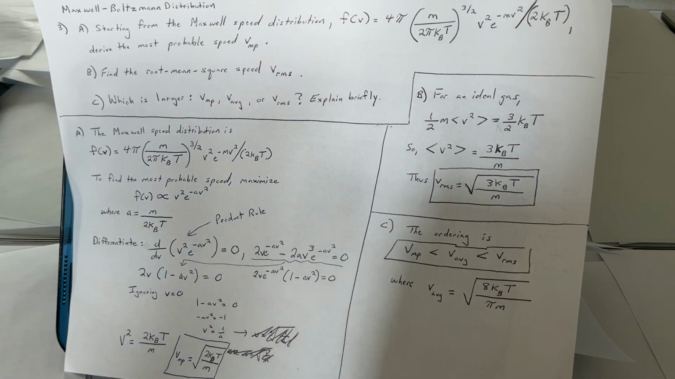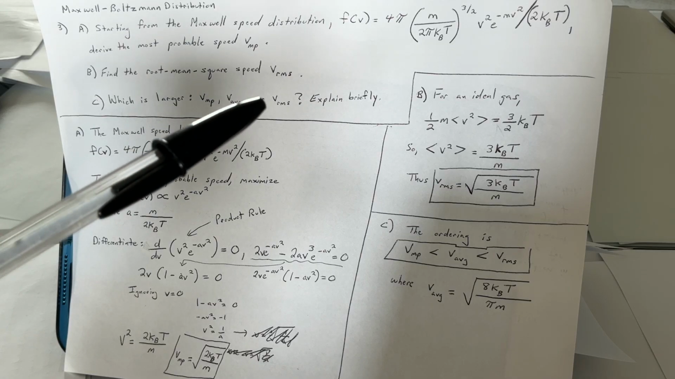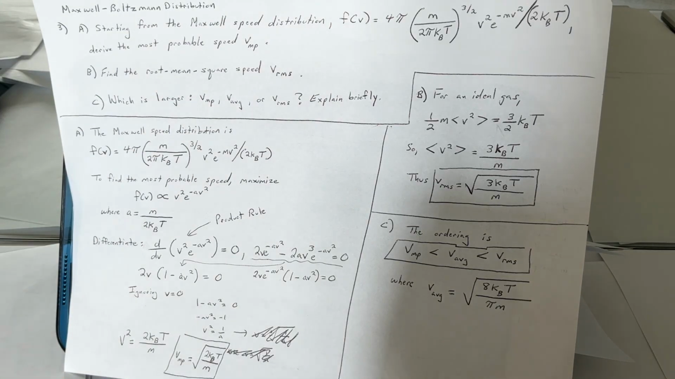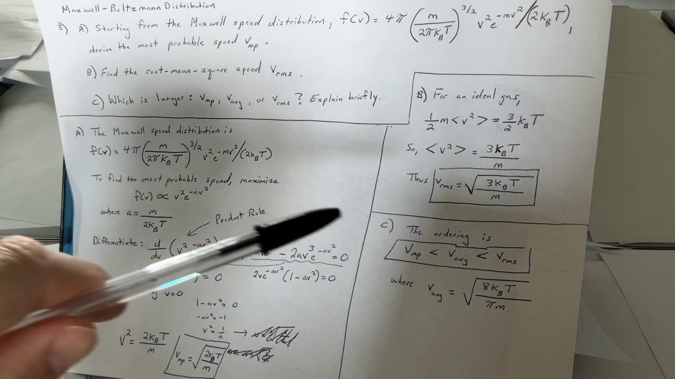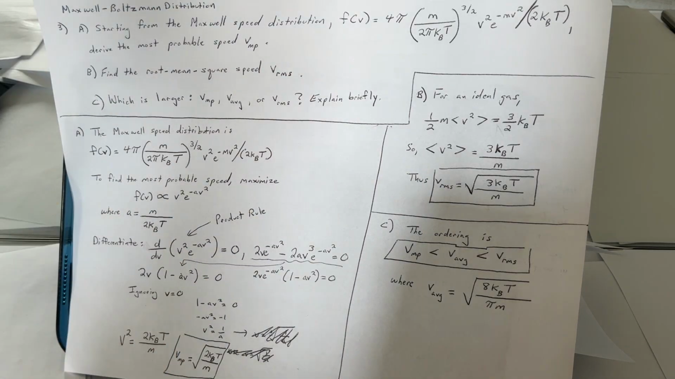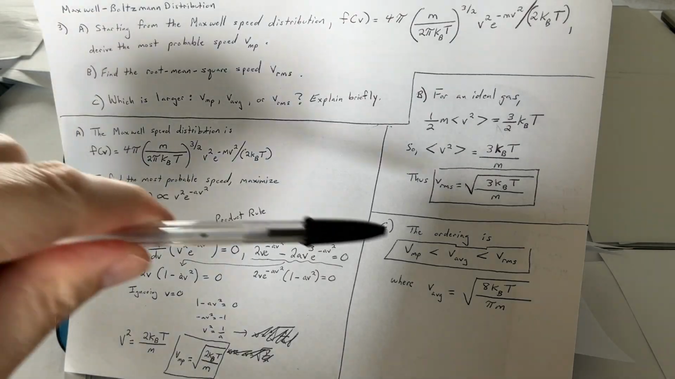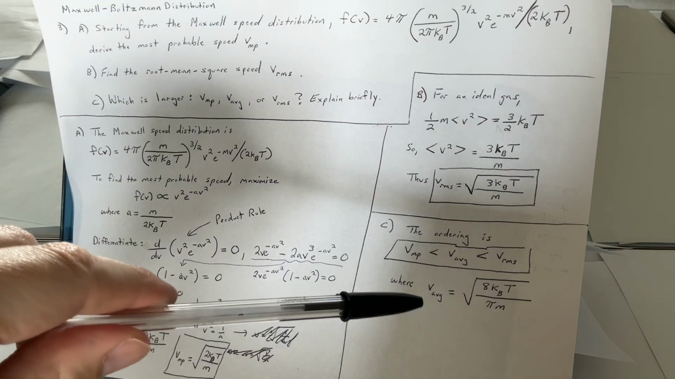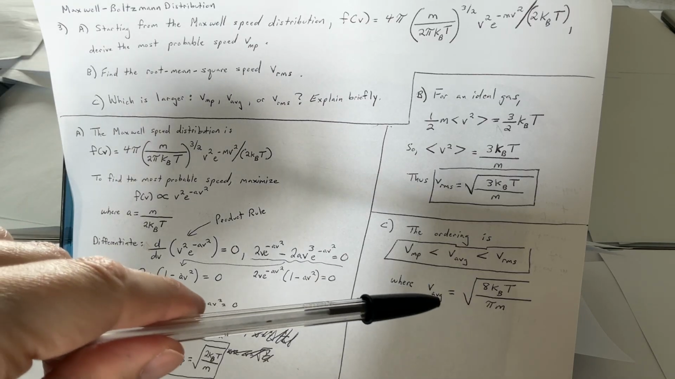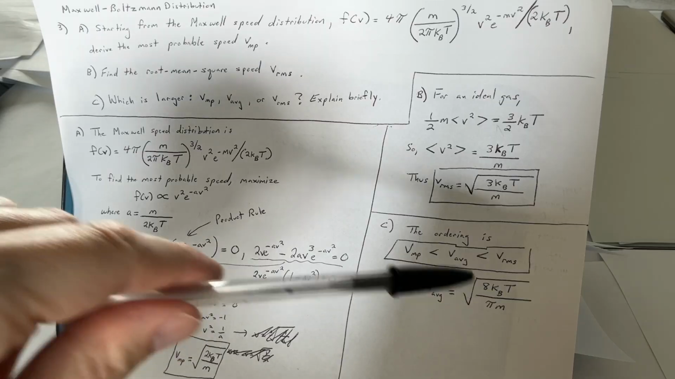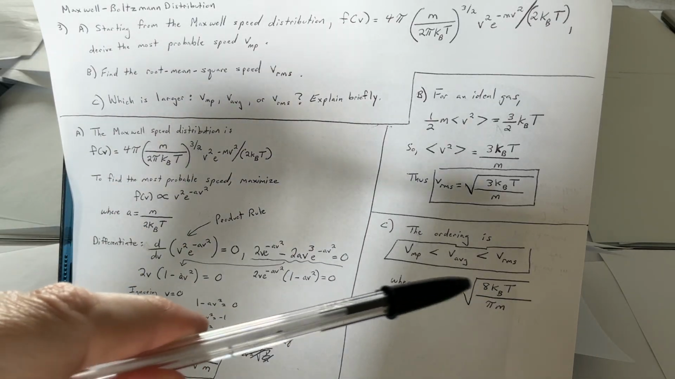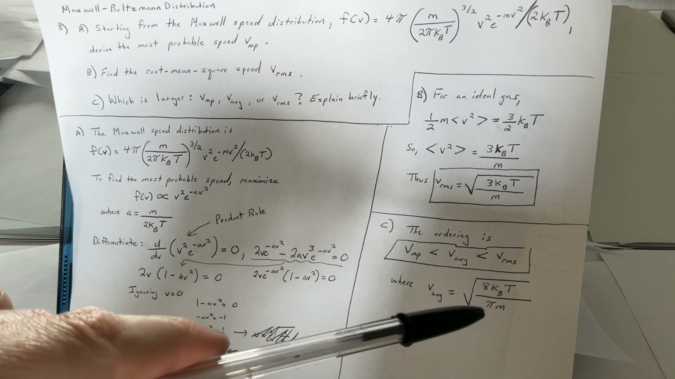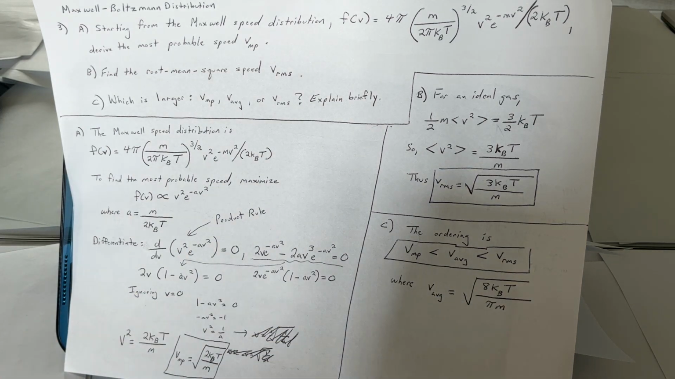And then for C, which is larger, v_mp, v_avg, or v_rms? Basically the ordering is going to be smallest is v_mp, then your average, and then your root mean square being the largest. And the average, v_avg, is going to be the square root of 8 k_B T over pi m. Think about why that would be 8, and think about what we had in letter A and given. So that takes care of number 3.